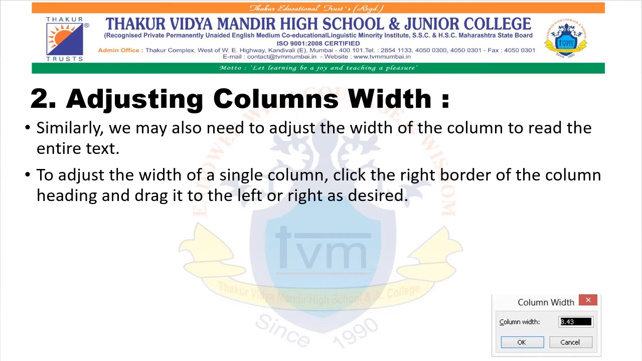Now to adjust the width of a single column, click the right border of the column heading and drag it to the left or the right as desired. This will adjust the width of your one single column.